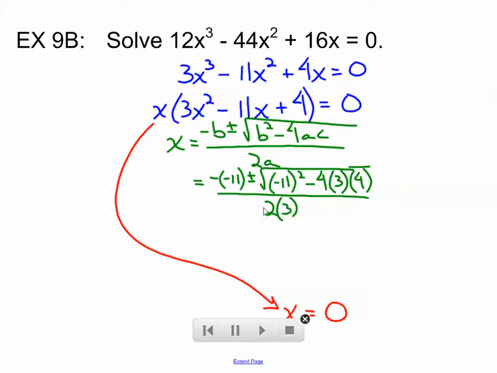B is negative 11. A is 3. C is 4. Let's simplify this. The opposite of negative 11 is 11. 11 squared is 121. 4 times 3 times 4 is 48. And 2 times 3 is 6. Let's subtract.